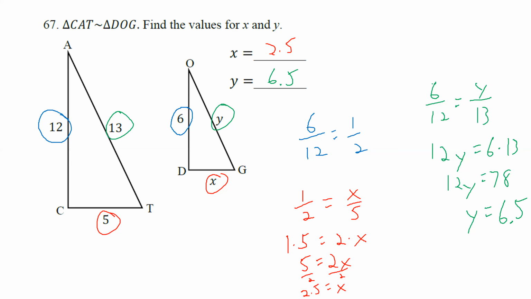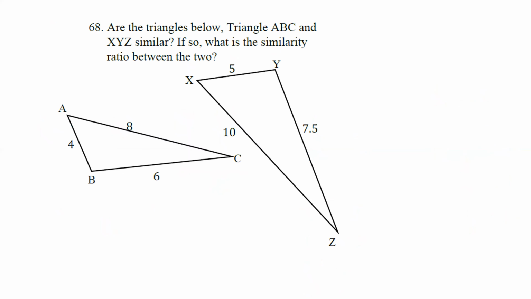All right. Last one on 68. Are the triangles below, triangle ABC and triangle XYZ, similar? If so, what is the similarity ratio between the two?